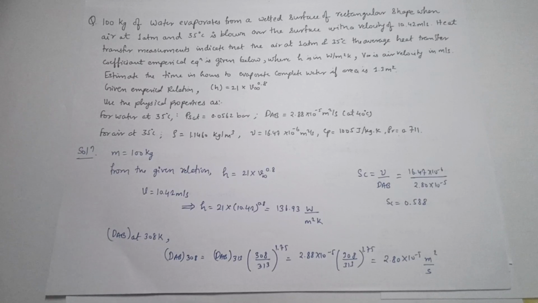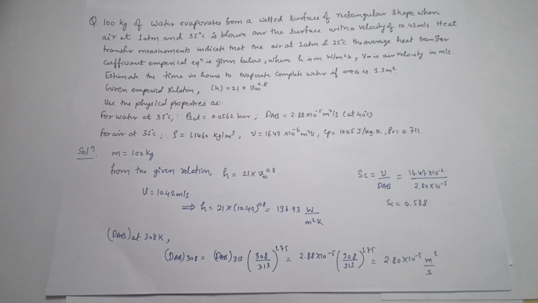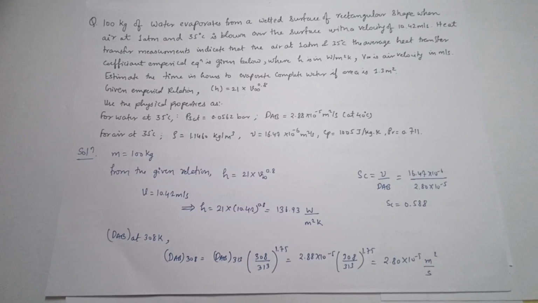Heat transfer measurements indicate that the air is at 1 atmosphere and 35 degrees Celsius. The average heat transfer coefficient empirical equation is given below, where H is in watt per meter square Kelvin, V infinity is the air velocity in meters per second. Estimate the time in hours to evaporate the complete water if the area is 1.3 meter square. The empirical equation given is H equals 21 into V to the power 0.8.